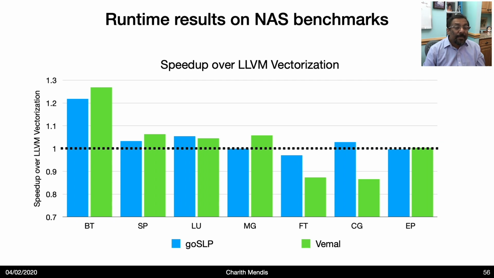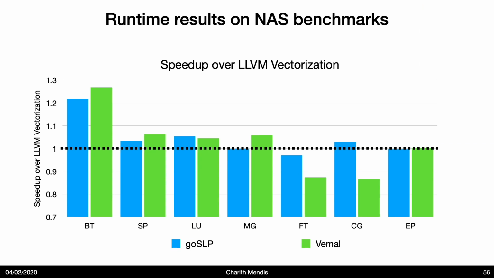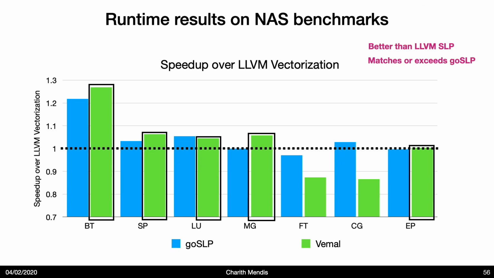In fact, we can. So what we are showing here is speedup over the LLVM vectorizer. The one is the LLVM vectorizer, higher is better. Blue is GoSLP and green is this learned system, Vemal. What we are showing is that in many cases Vemal chose a vectorization strategy that is in fact better than GoSLP. And of course, in a few cases it didn't do well. That's expected in a machine learning system. It doesn't guarantee it, but overall it did a pretty good job.